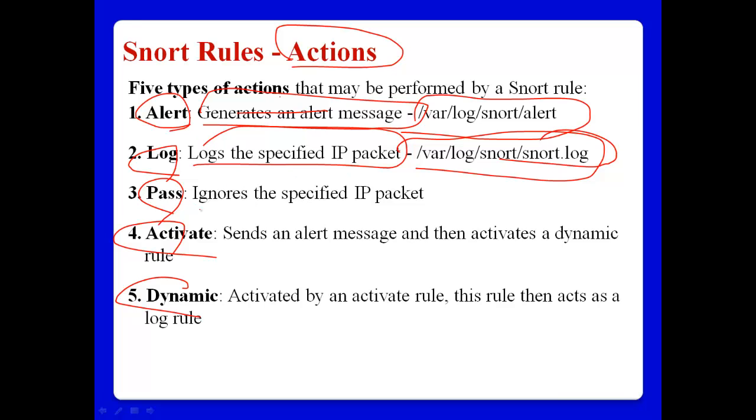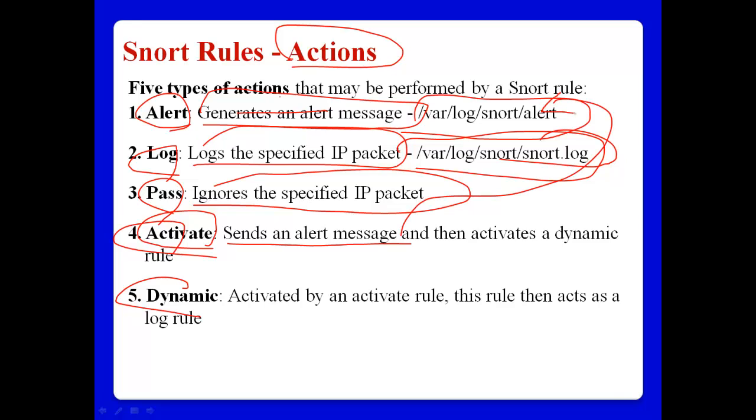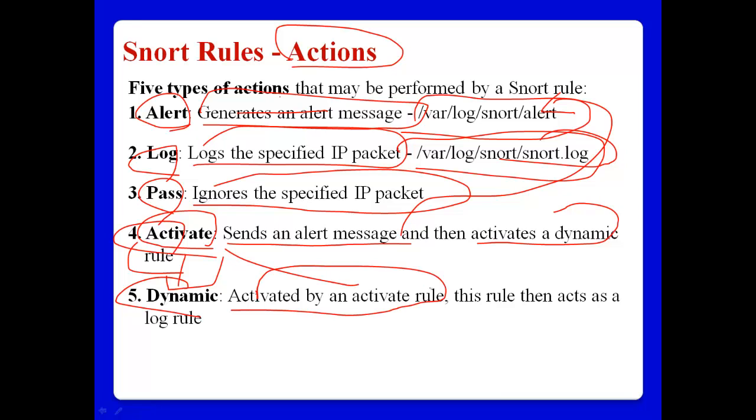file. And pass normally ignores the specified IP of the packet. Activate sends an alert message, and after that activates the dynamic rules here. And we can say the dynamic rule is activated by the activate rule here. After that, this rule will act as a log rule after being activated by the activate rule.